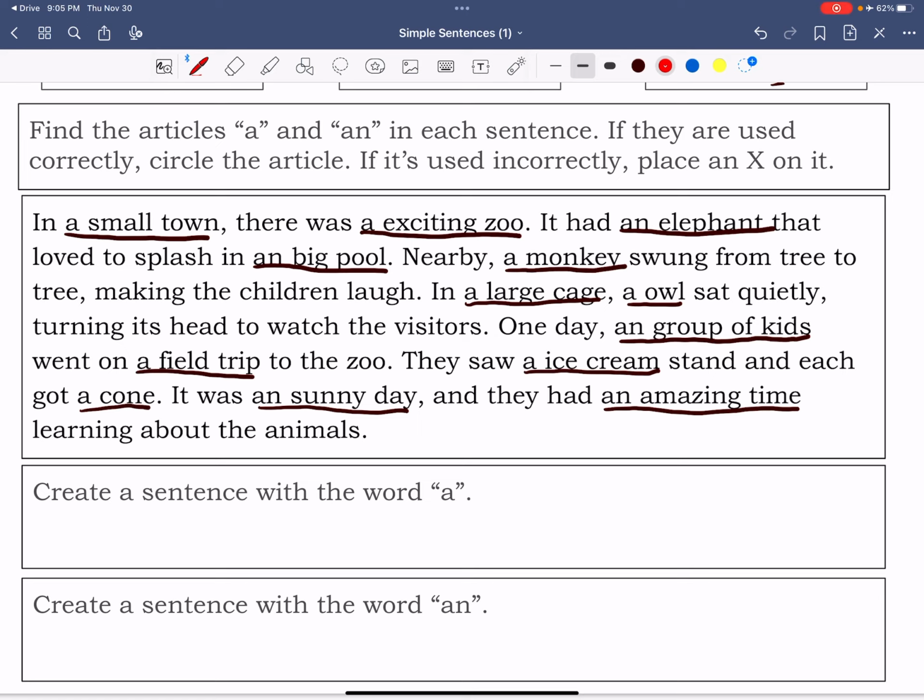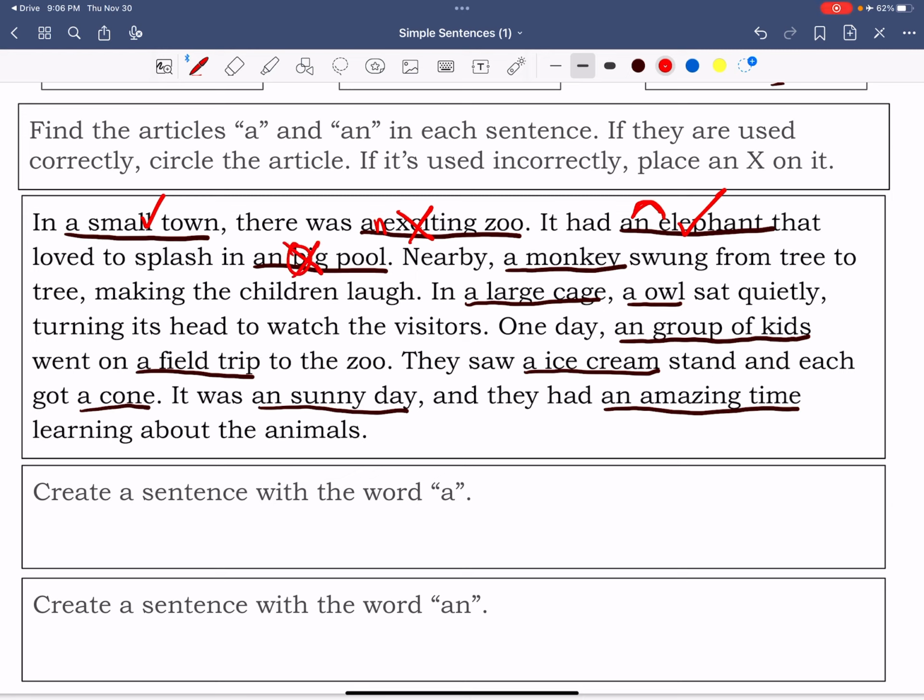Okay, so now that you've done this, let's see if you got them correct. So a small town, that's correct. A exciting zoo, that is not correct because it should be an exciting zoo. So we're going to X that one out. An elephant is correct because an goes with a vowel, so that's perfect. We have the E with an and they go together because the E is a vowel. And big pool. That's wrong because the B is a consonant. So it should just say a.